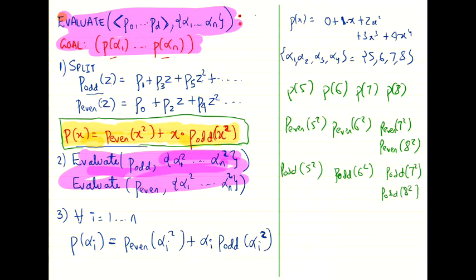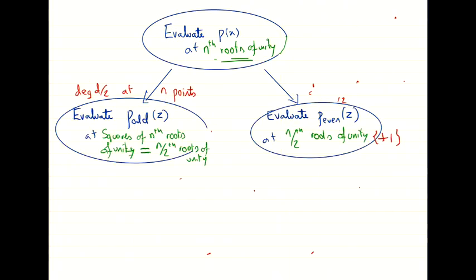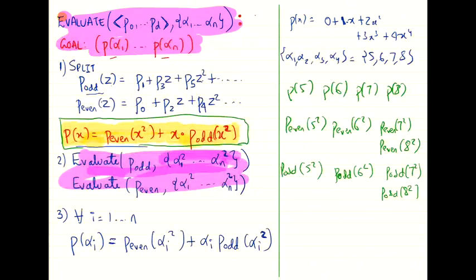So in particular, you want to compute P at nth roots of unity. You just need to know the value of P even at squares of nth roots of unity and P odd at squares of nth roots of unity. And it turns out that the squares of nth roots of unity is only n over 2 numbers. So you only need to compute P odd at n over 2 numbers and P even at n over 2 numbers. What ends up happening is you'll use the value of each of these evaluations twice when you reconstruct P using this formula.